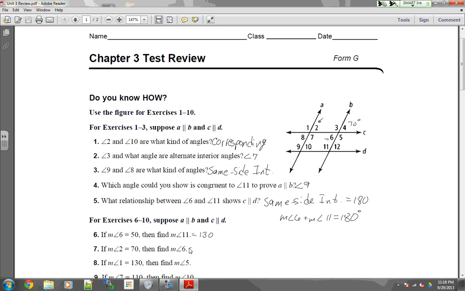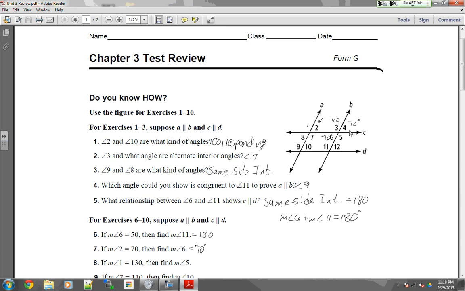But what you could do as well is say 2 and 3 are same side interior, so they have to add to 180. So since 2 is 70, 3 would have to be 110. And now these two, since they're adjacent supplementary, 6 would also have to be 70 degrees as well. So you can do it either way, whichever way is easiest for you to remember.